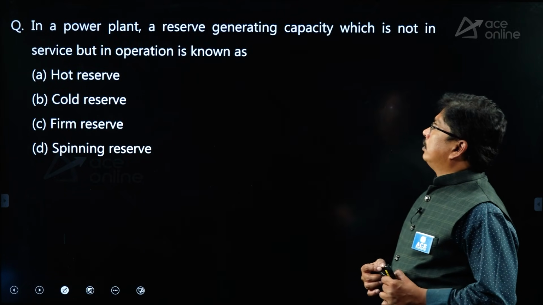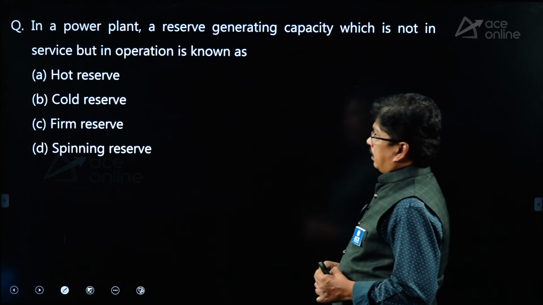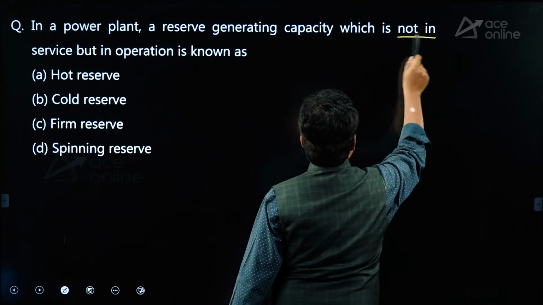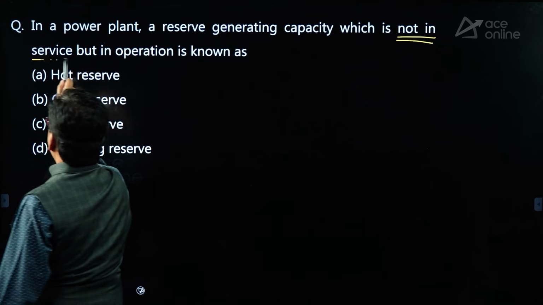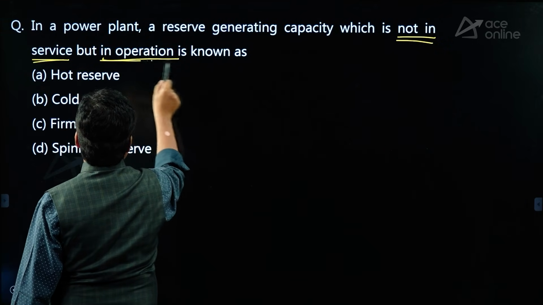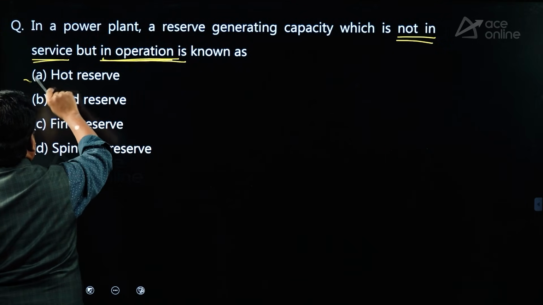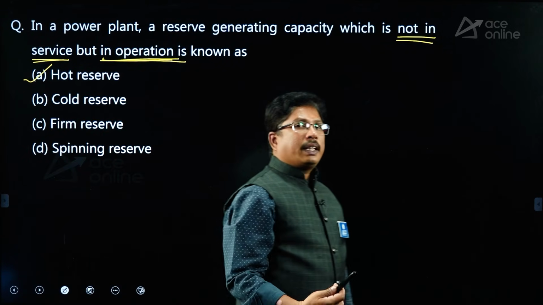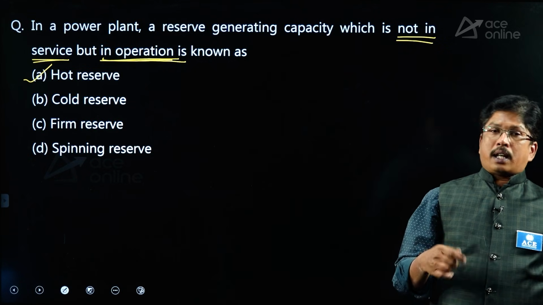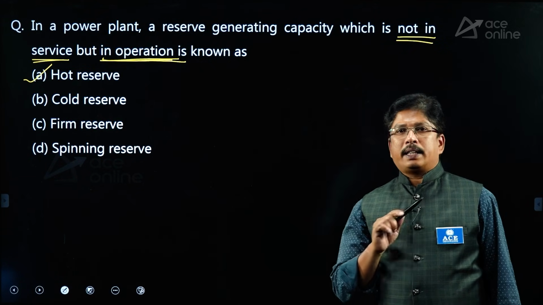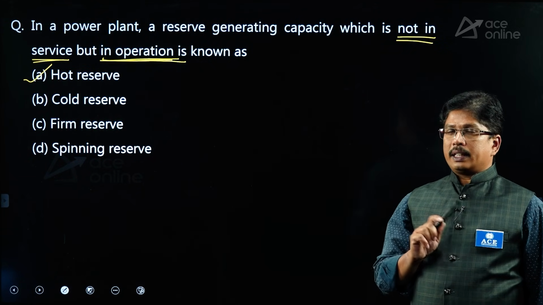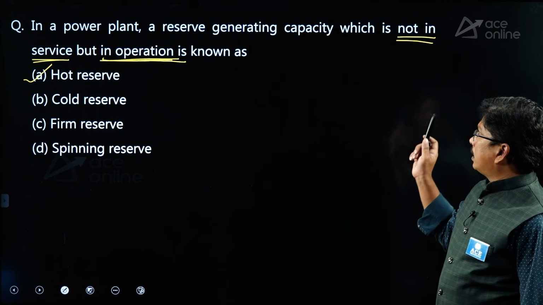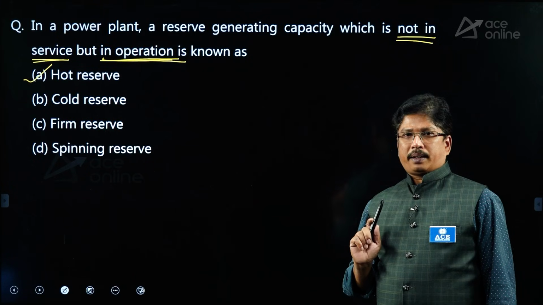In a power plant, the reserve generating capacity which is not in service but in operation is called hot reserve. Similarly, the reserve generating capacity which is not in operation but is in service is called cold reserve. See the difference between cold reserve and hot reserve.